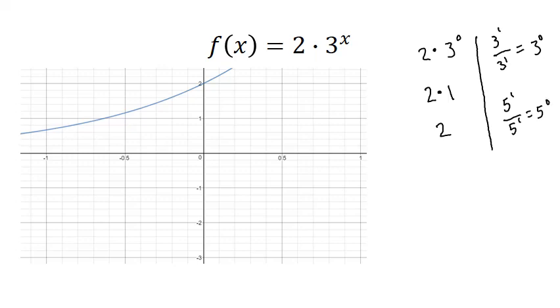Notice that we're dividing a number by the same number. So what's 3 divided by 3? It's going to be 1. What's 5 divided by 5? That's going to be 1 also. So any number to the 0 power is 1.